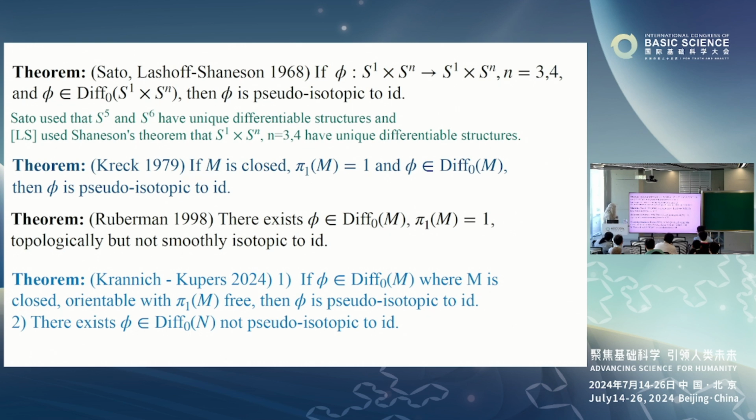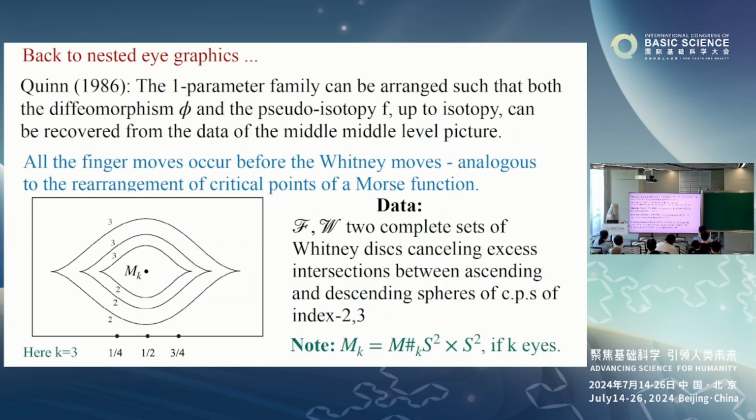So finally, I want to mention Kreck-Cooper's very recent result, where the fundamental group is free and the manifold is closed and orientable, then homotopic to identity implies pseudo-isotopic to identity. And he also showed there are diffeomorphisms not pseudo-isotopic to identity. So, right, there are some things to think about. But let's get back to taking Hatcher-Wagoner to another level.